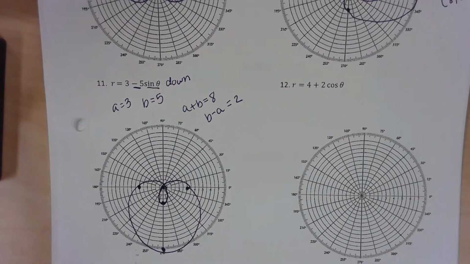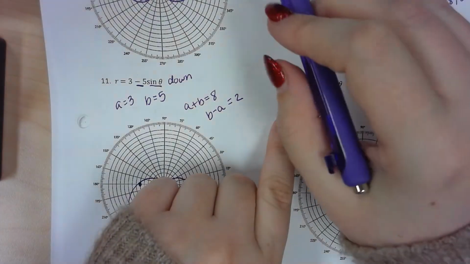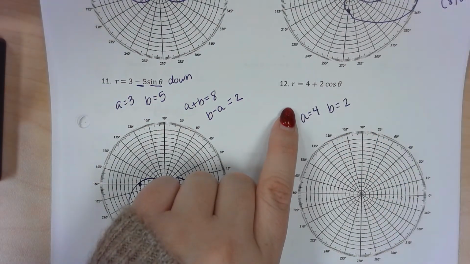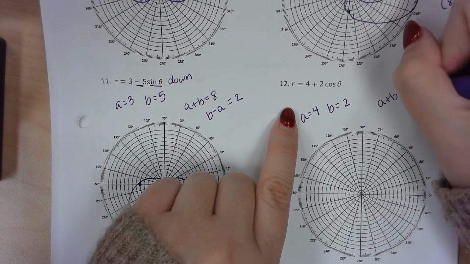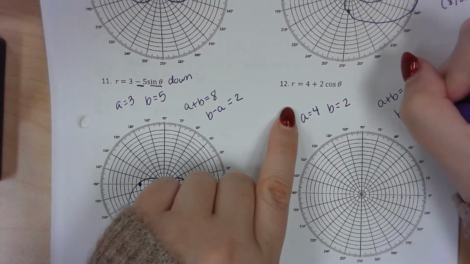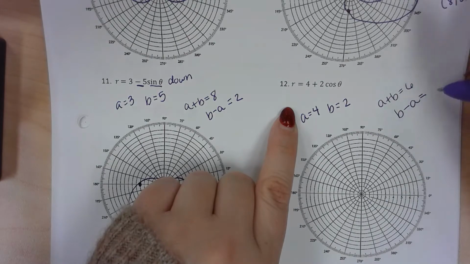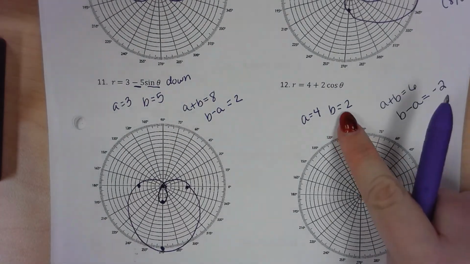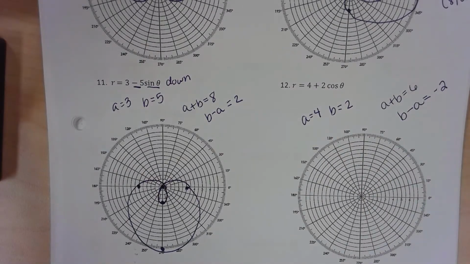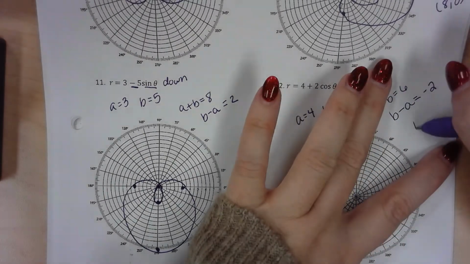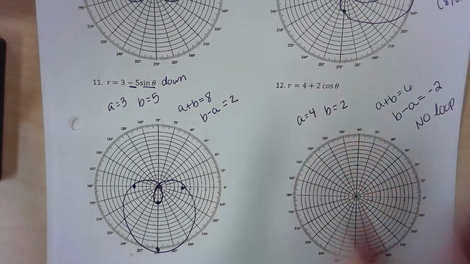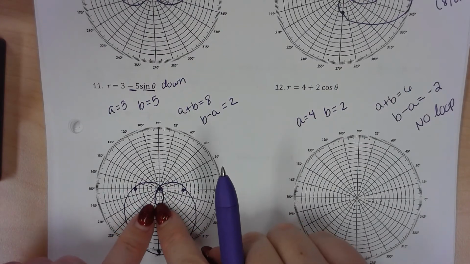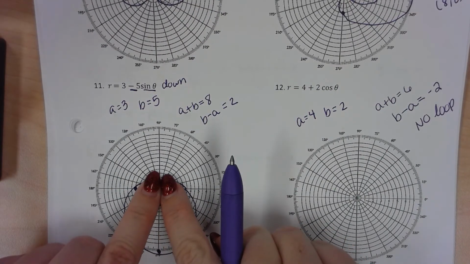Now number 12 is a little different. It's still a limaçon, but in this problem A is 4, B is 2. So A plus B is going to give us 6, but this time B minus A is going to give us -2. So far we've never had a negative, right? Because 2 minus 4 is going to give us -2. So essentially what's happening here is we have no loop. So instead of being at 0, 0 and opening into a loop, it goes the opposite way.